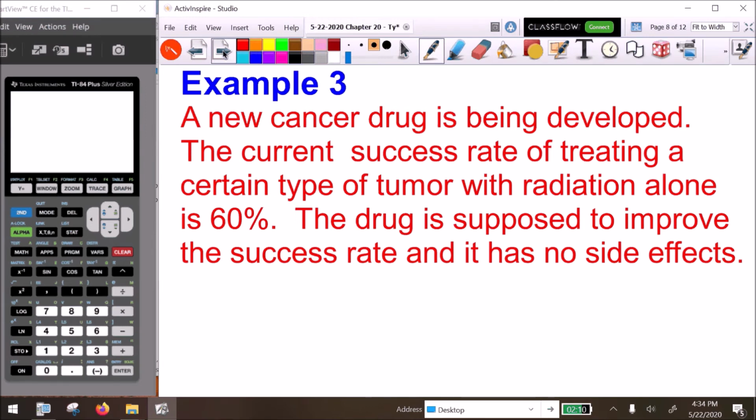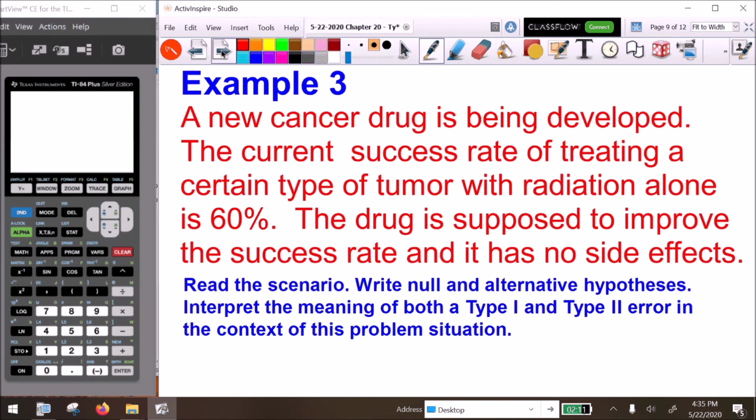A new cancer drug is being developed. The current success rate of treating a certain type of tumor with radiation alone is 60%. The drug is supposed to improve the success rate, and it has no side effects. So in this scenario, we have a typical success rate of treating a type of tumor is 60% of the time they're successful. There's a new drug being developed, and it claims to improve that success rate.